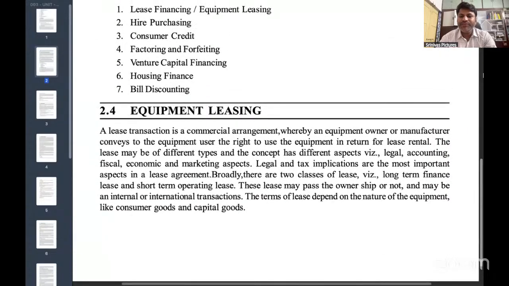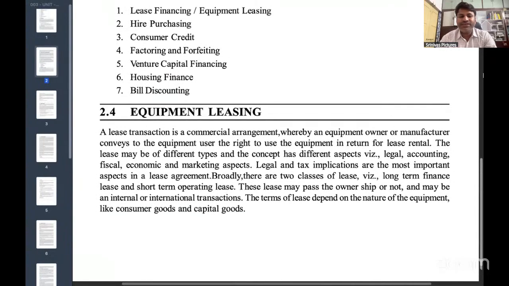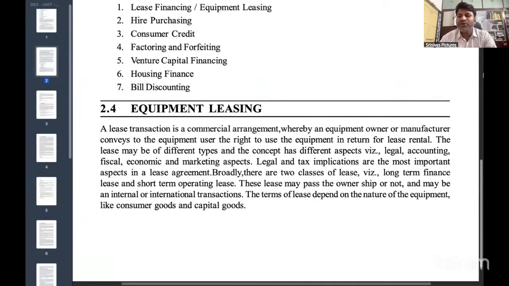So here, leasing means what? It is an agreement between lessor and lessee. One party is ready to provide the property and another party is ready to use that property. For using that property, they are going to pay the money, the charge. Generally a lease transaction is a commercial arrangement whereby an equipment owner or manufacturer conveys to the equipment user the right to use the equipment in return for the lease rental.